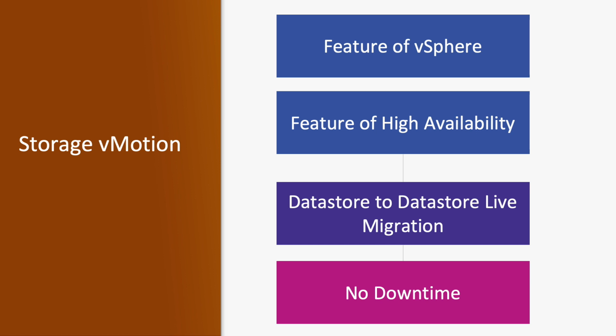What is storage vMotion? Storage vMotion is a feature of VMware vSphere, which provides the high availability of your virtual machine disk. It performs datastore to datastore migration, and that's a live migration. It means your virtual machine will migrate from one datastore to a different datastore. The host will not change in this case. While you are performing the storage vMotion, there is no downtime and no impact on the end users.